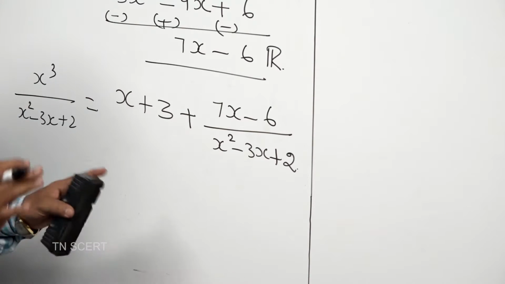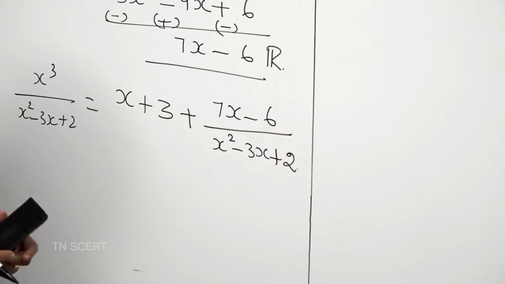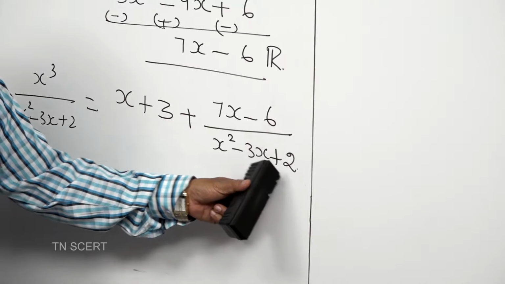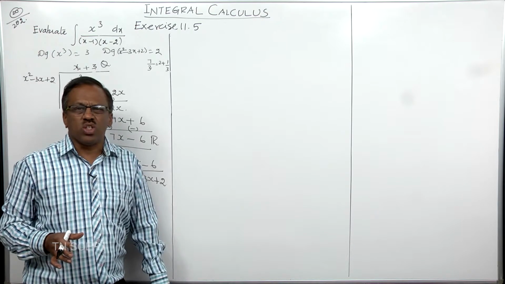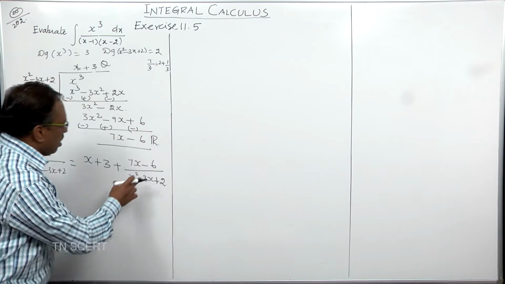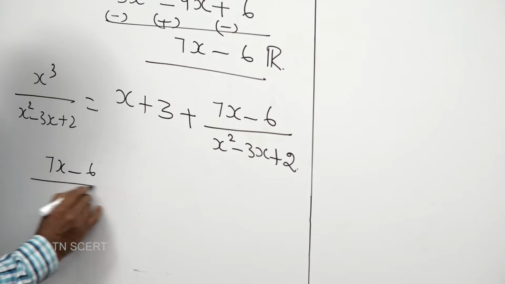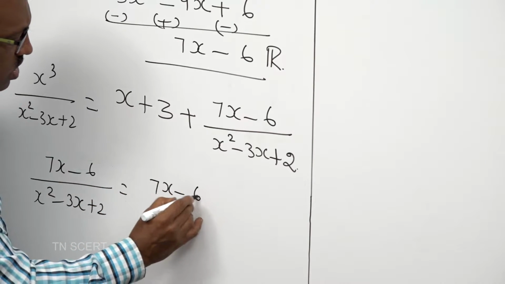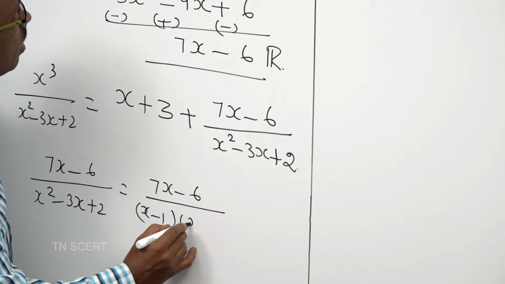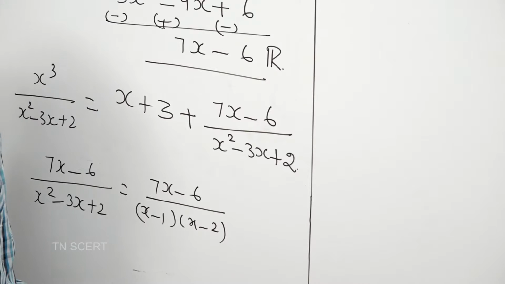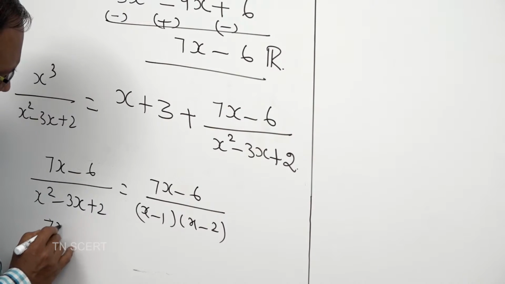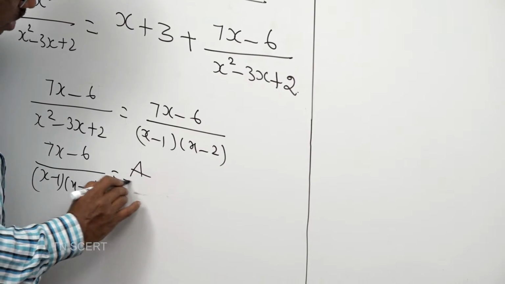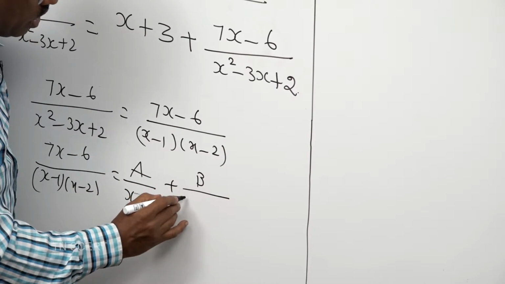So here also we have to do some process to get this one, x plus 3. So now 7x minus 6 over x square minus 3x plus 2 we can do by the partial fraction process. So, partial fraction method, 7x minus 6 over x square minus 3x plus 2, which involves 7x minus 6 over x minus 1 and then x minus 2. So we have to split this one, very simple method: 7x minus 6 over x minus 1 into x minus 2 becomes a by x minus 1 plus b by x minus 2.